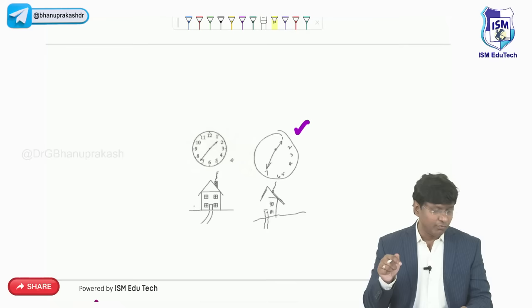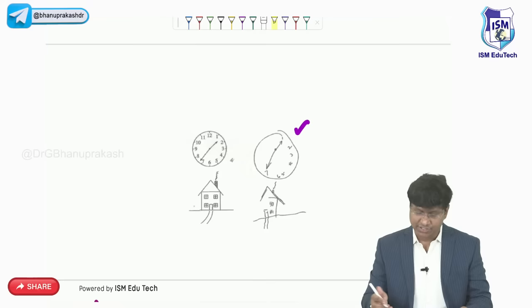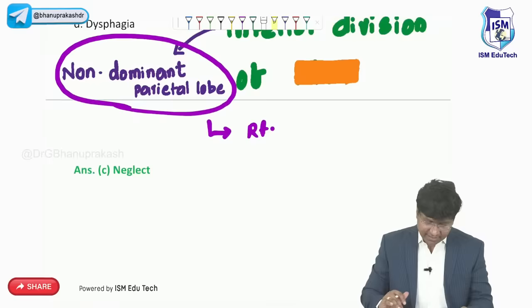So why will this develop? That is due to blockade of the inferior division of the middle cerebral artery, that is, a non-dominant parietal lobe lesion. Okay. So the individual will be able to copy only the right side of the image. He cannot copy the left side of the image. And this particular neglect is not a serious problem. Right? This is not a serious problem.